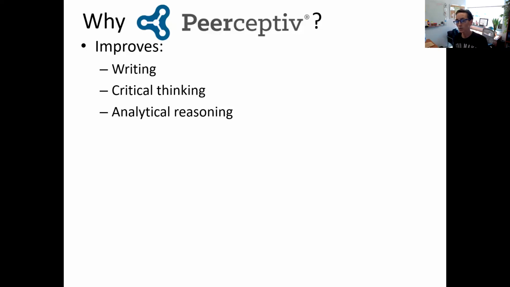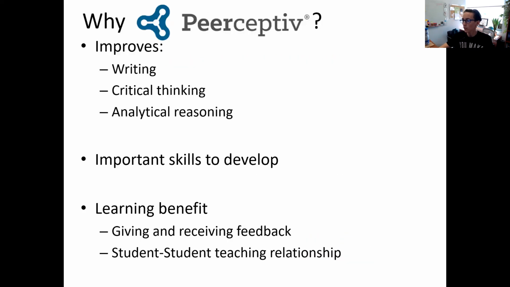And you have to use analytical reasoning skills to determine where on the rubric you think your peers' essays are. I think these are important skills to develop, because no matter where you go, you're going to have to write things, think things through critically, and give and receive feedback. Giving and receiving feedback is very helpful, and it is a very powerful way to learn.